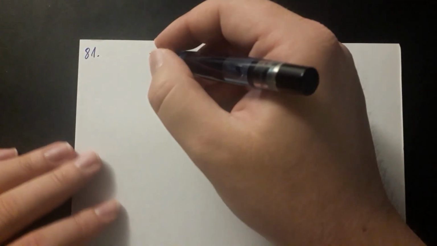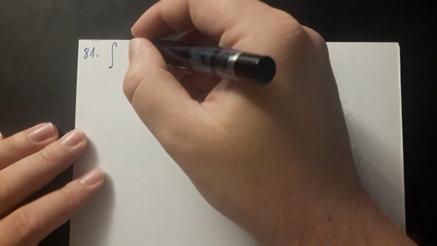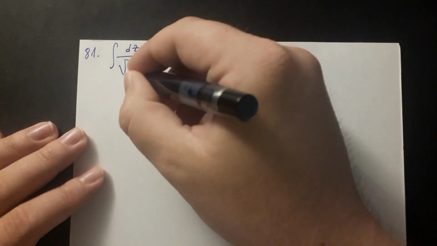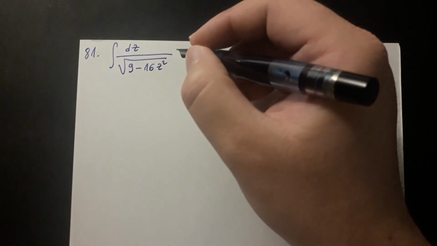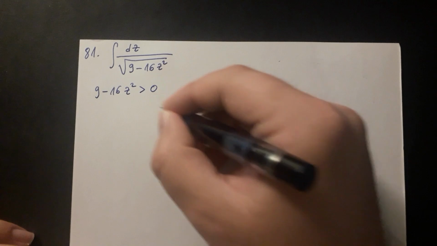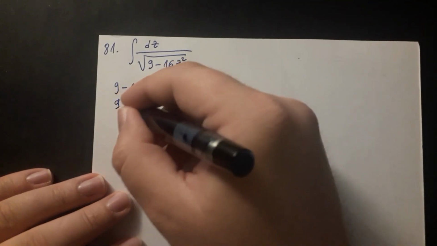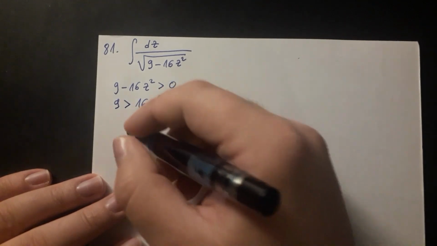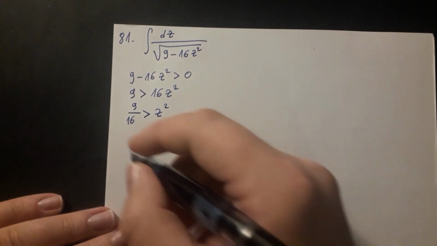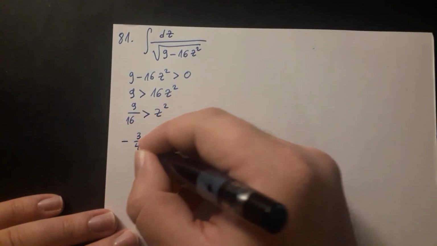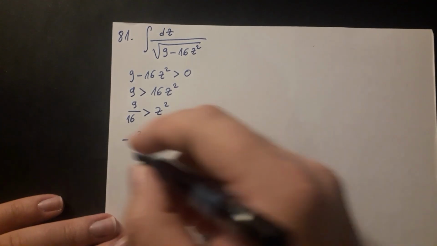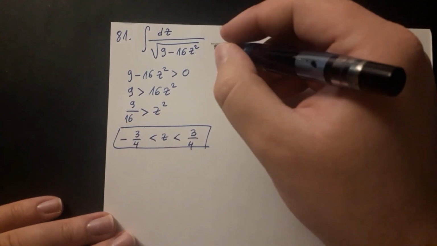Integral number 81 on our list is an integral of dz divided by a square root of 9 minus 16z squared. 9 minus 16z squared has to be strictly larger than 0. 9 is larger than 16z squared, and 9 divided by 16 is larger than z squared. That means that negative 3/4 is smaller than z, and that is smaller than 3/4. This is the area in which our integral is defined.